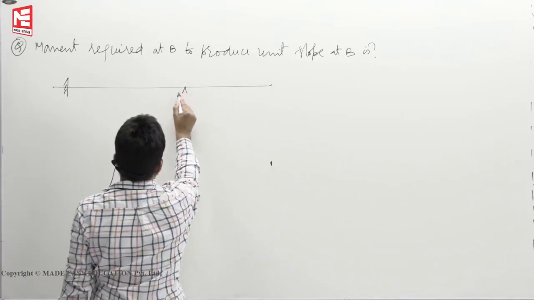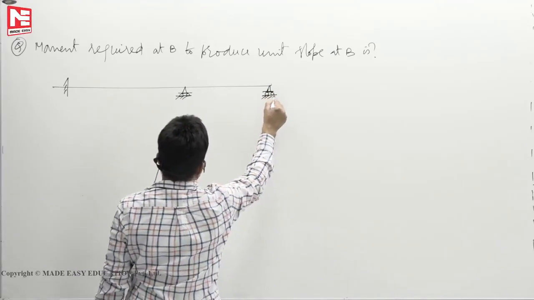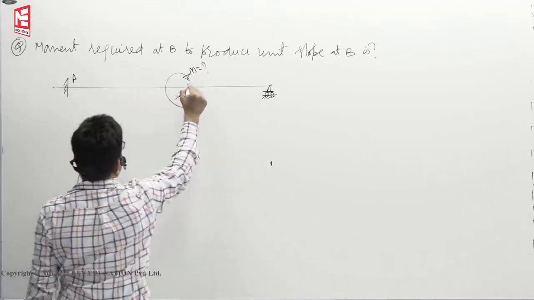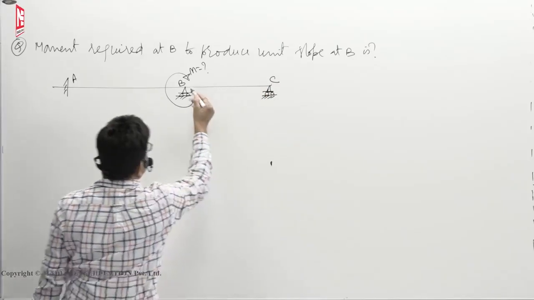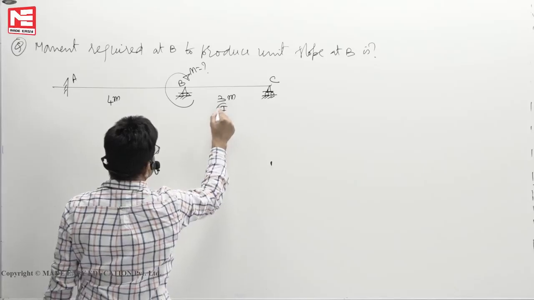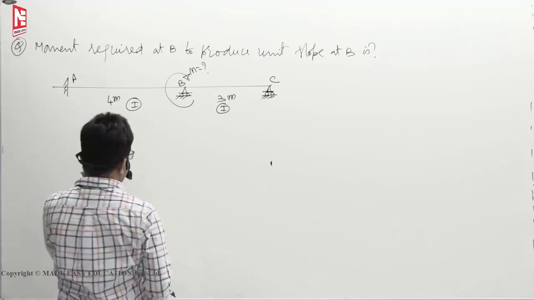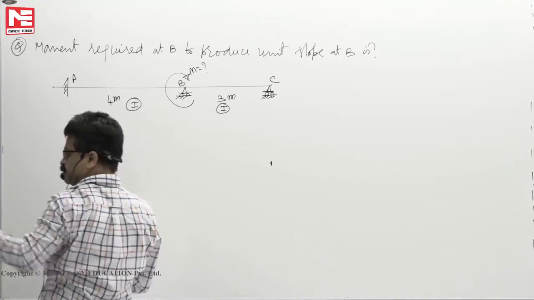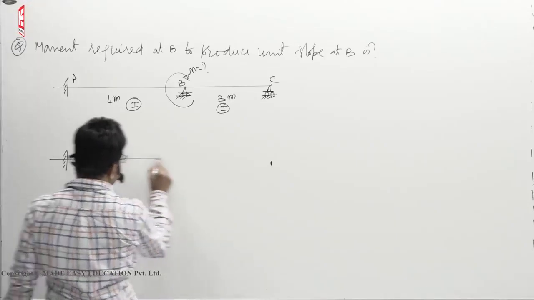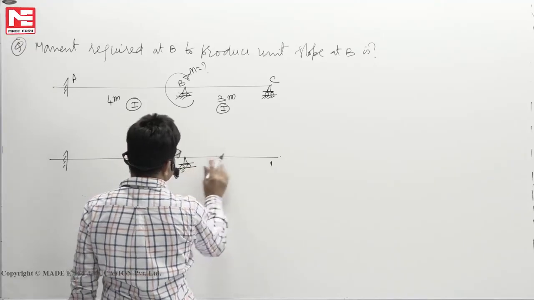Assume that we have a continuous beam. How much moment M you have to apply so that theta B becomes 1? This is 4 meters, 3 meters. I value, let us say, same. How much moment M you have to apply so that theta B becomes 1? Then for that, what we do is, first you draw the deflection profile. That will give you some idea of how we should manage the problem.